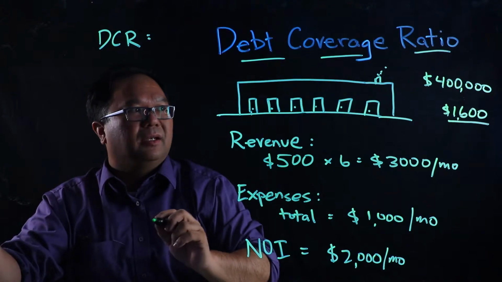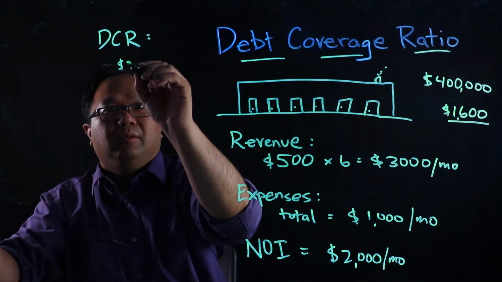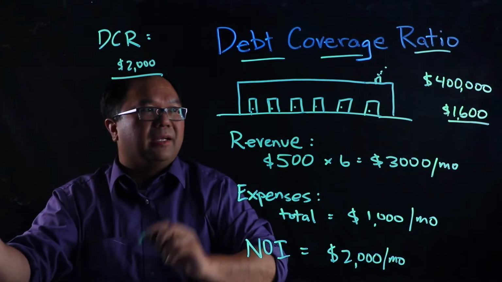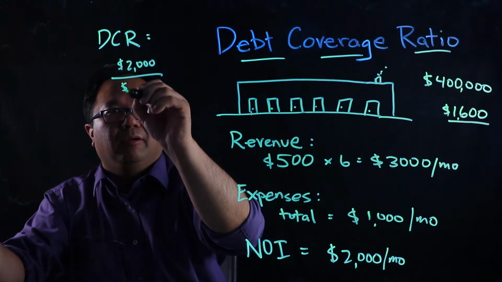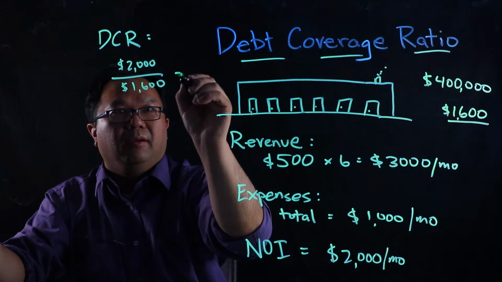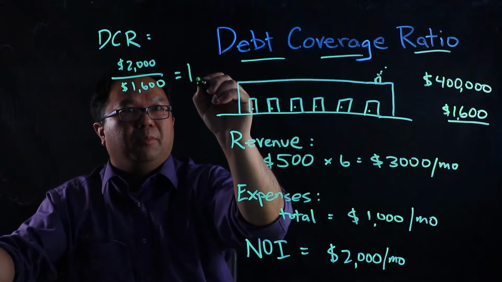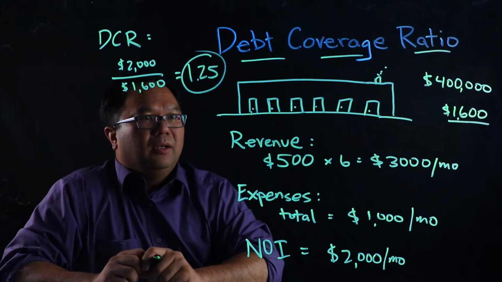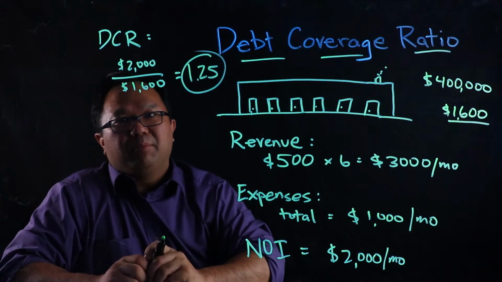Monthly, in this case, is your net operating income per month of $2,000 divided by your monthly debt service, which is $1,600. When you calculate that out, that comes out to 1.25. A general debt coverage ratio banks like to see is at least 1.2.